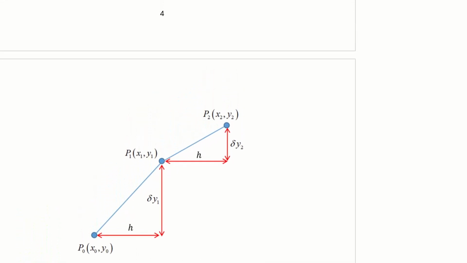So what happens is we start at x0, y0, and then h is the step length in this direction. Using this tangent, we compute delta y1. That moves us to the next point. And then we recompute the gradient there, and we'll head off along this way, going h along in the x direction, compute the delta y2, and that gives us our next point. And then we would just continue like that across the desired interval.